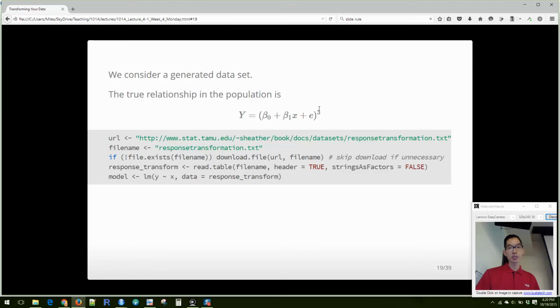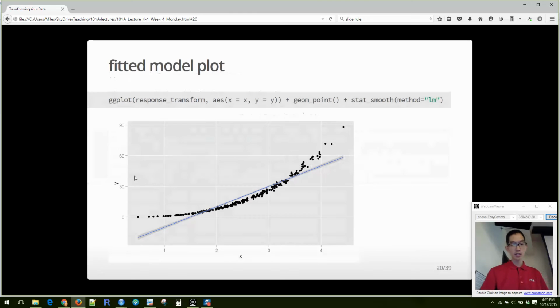So this is the true relationship, but it's being cubed here. And if we just try to fit a linear model to this, what is it going to look like? It's going to look like this. So this is our linear model, and we see it's not very good. If you look at this and you're like, oh yeah, that's good enough, then I have failed at teaching you.